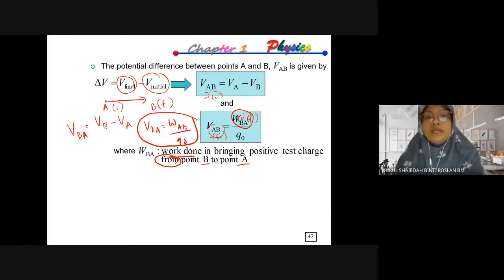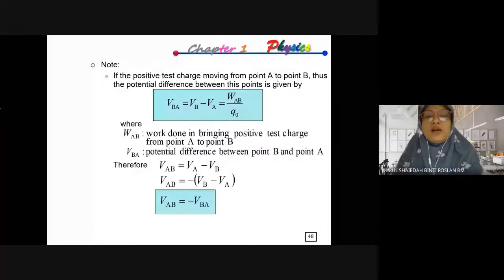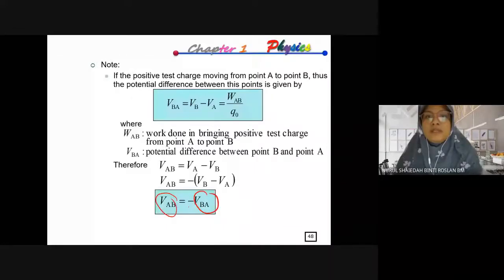But VAB and VBA are the same magnitude. The value is the same, it's just the opposite direction, negative. Like just now when I did VBA, here it will become AB. So VAB is VA minus VB, or you can put VB minus VA. You will get the same magnitude, but you just have to put negative. It is a negative value.